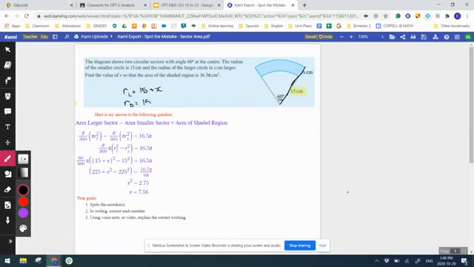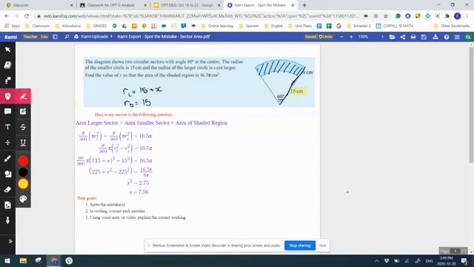So if I just want to find the shaded region, I need to find the area of the larger circle, and then subtract out the smaller circle that I don't want. So I want to get rid of this area in red, so that I'm left with just the area that I have up here in black.